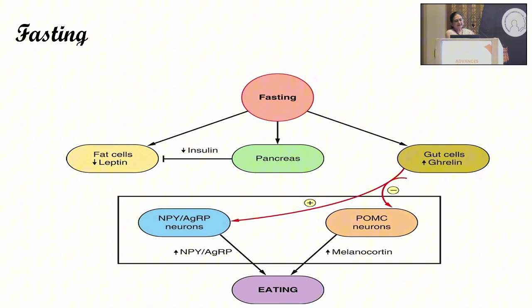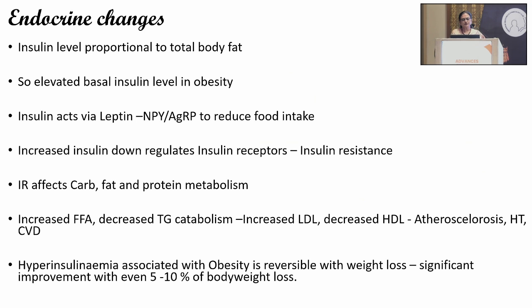The opposite happens when you fast. When you fast, the pancreas reduces insulin, there's no insulin secretion, and leptin is also reduced. So ghrelin steps in from the stomach, it will suppress the POMC neurons and eating is stimulated. And it will reduce POMC neurons and then stimulate the NPY neurons, which will stimulate eating. So these are the physiological feedbacks which you should keep in mind.